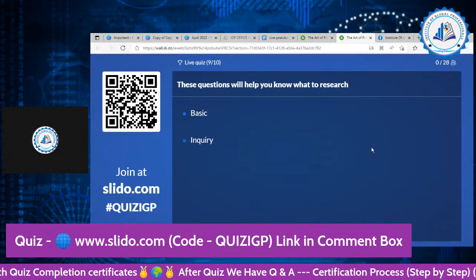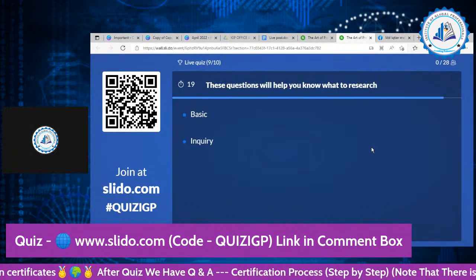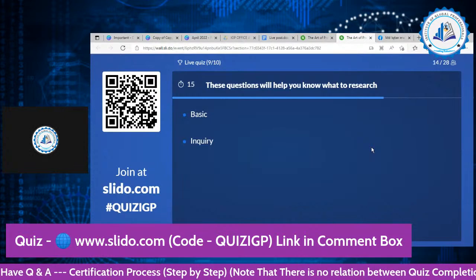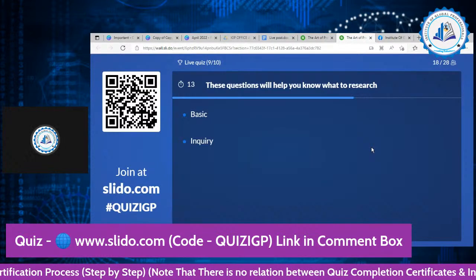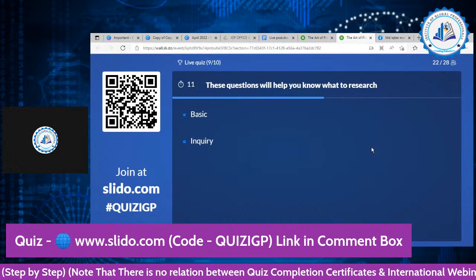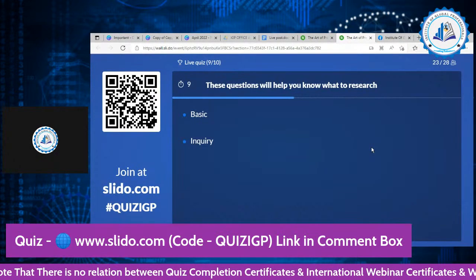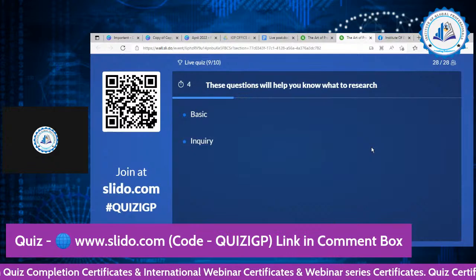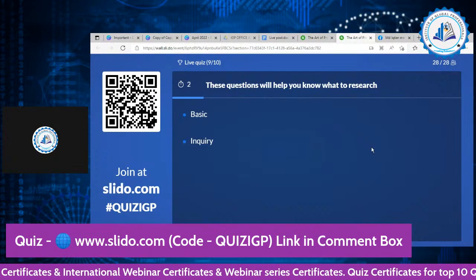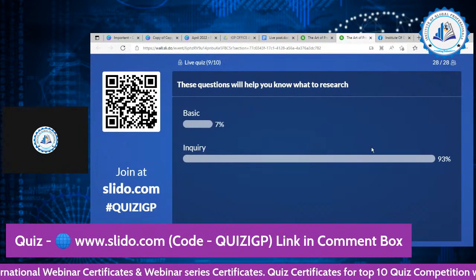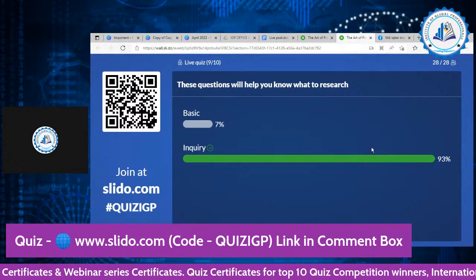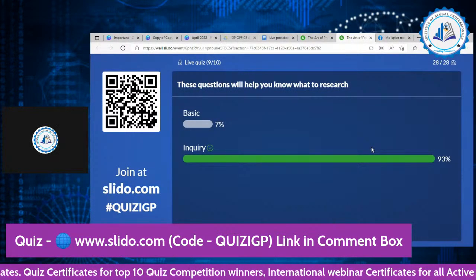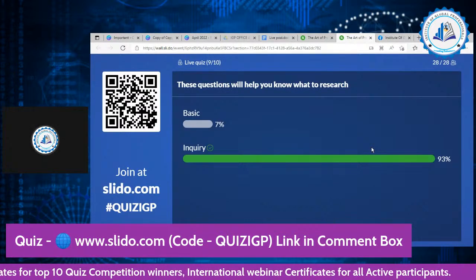Our second last question is, this question will help you know what to research. Is it basic or inquiry? 96% of our participants give the right answer, and the answer is inquiry.